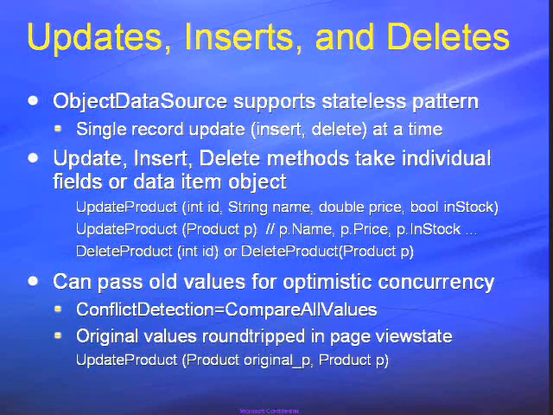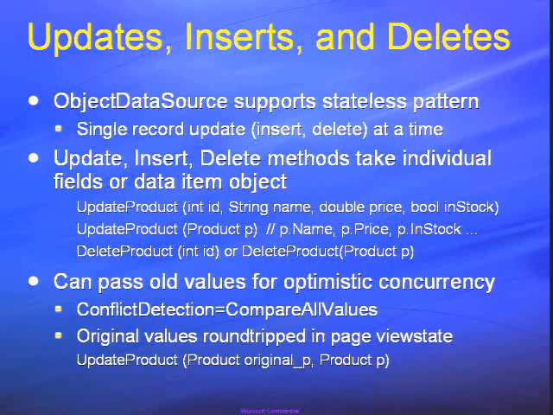So for updates, inserts, and deletes, a key point is that the Object Data Source in ASP.NET supports this sort of stateless pattern. Normally with DLinq, you would query some objects off the data context, make modifications to those objects in memory, and then call submit changes on the data context to persist any of the changes to those objects back to the database. And in a client application, that's exactly what you would do. You'd have the data context alive for the lifetime of the app, and you'd be manipulating those objects in memory and just calling submit changes whenever you wanted to persist them.